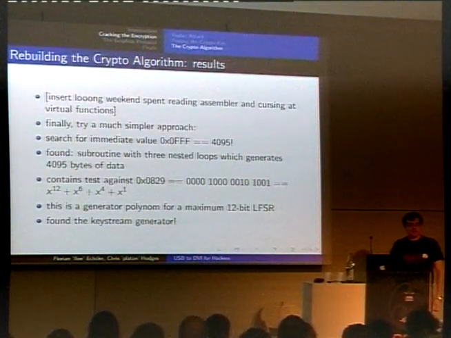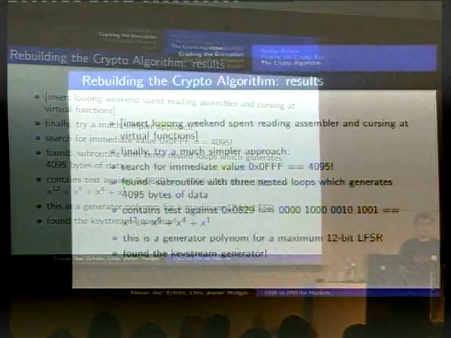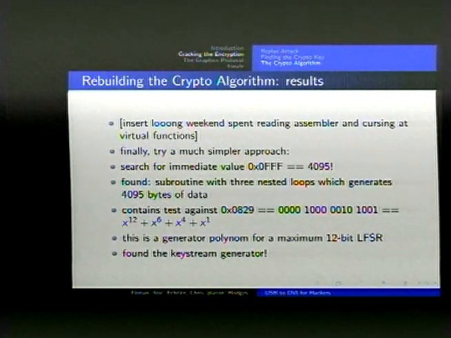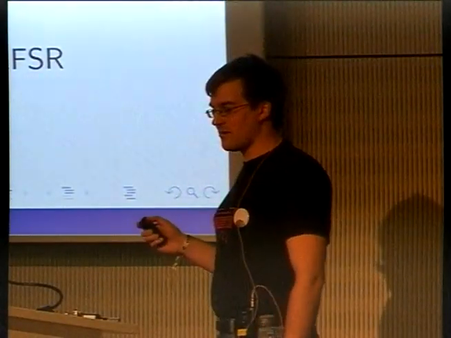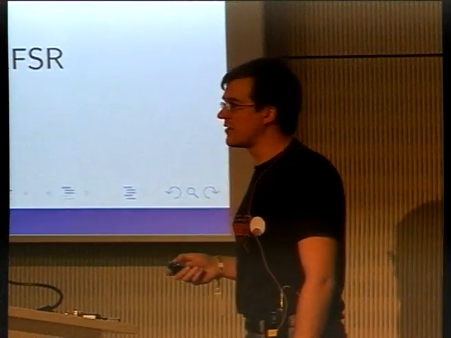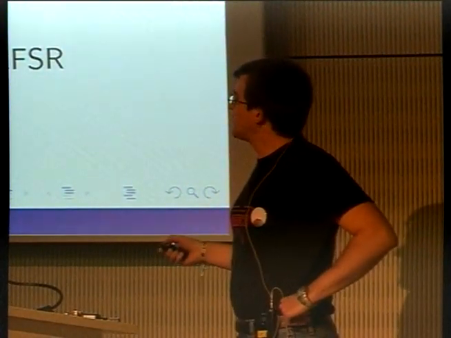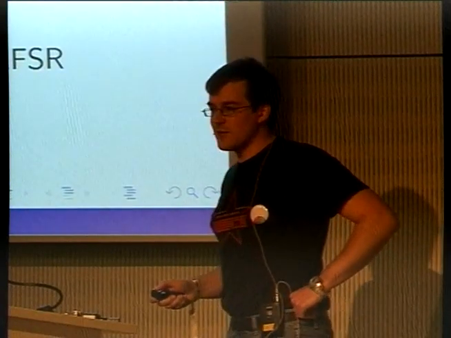Unfortunately, the driver was written in C++, and it's not that fun to try to disassemble virtual functions. So in the end, we settled on a much simpler approach here, and we just looked in the assembler code for an immediate value of 4,095, because at some point the routine has to generate that much data. We quickly found such a subroutine, which consisted of three nested loops, and which actually does generate 4,095 bytes of data. And most interestingly, it contains a test against this value.